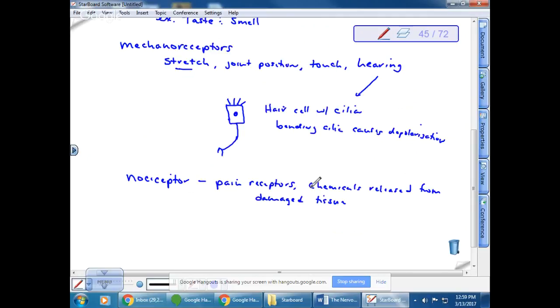Right? So we can actually perceive pain in our organs. It's kind of interesting because sometimes if our stomach is upset, we'll also perceive it on the surface of our skin. But that is just because of the way that they share a common pathway into the central nervous system. So nociceptors are super important.